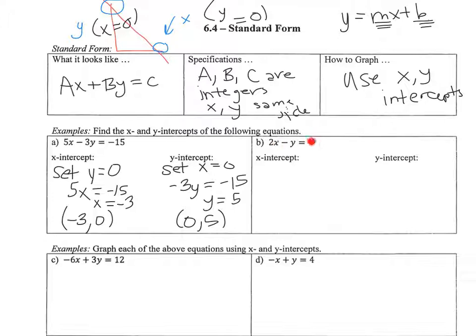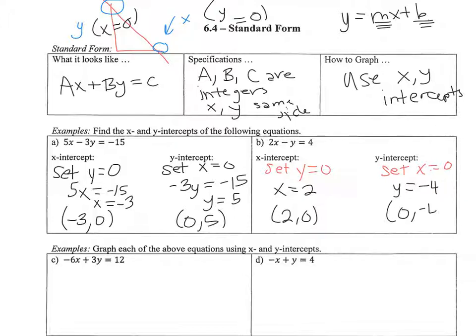So in the next part, to find the x-intercept, again, you set y equal to 0. Think about covering up this part and solving 2x equals 4. So if you solve 2x equals 4, x has to be equal to 2. So my ordered pair is going to be positive 2, 0 because it's on the x-axis. And for the y-intercept, I'm going to set x equal to 0. And when I set x equal to 0, I get negative y equals 4, so y equals negative 4. So my ordered pair is 0, negative 4.